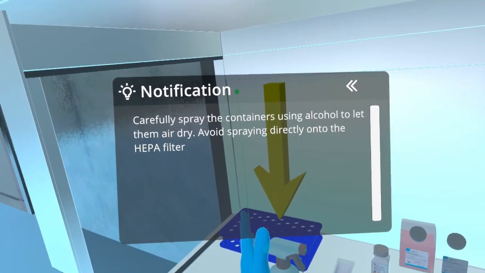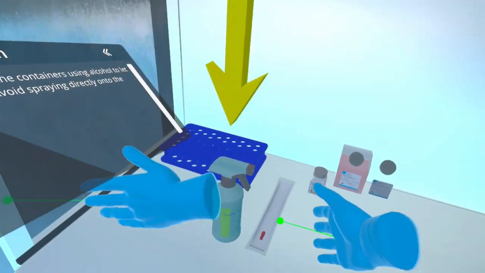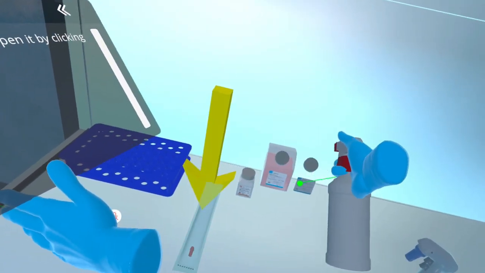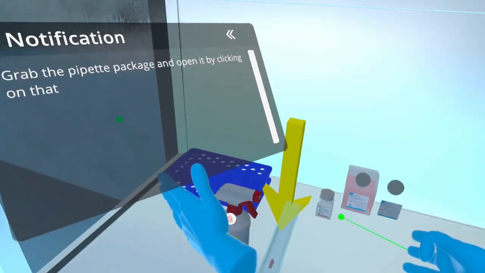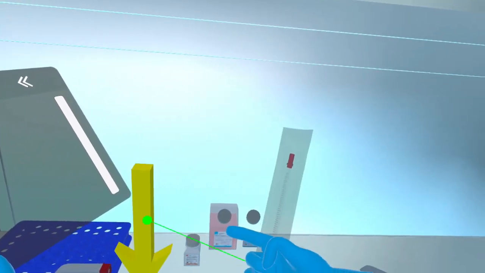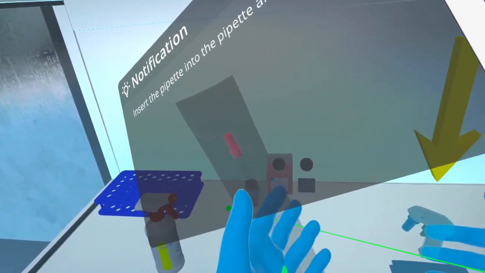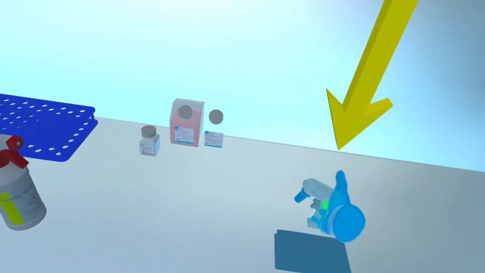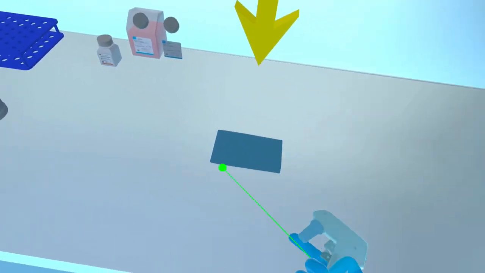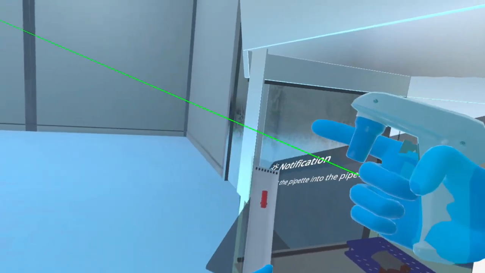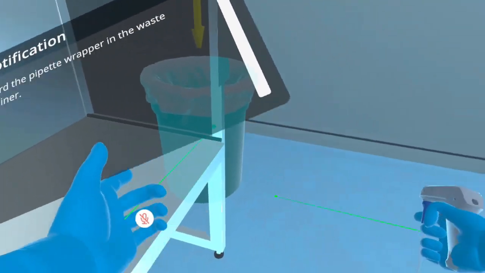Carefully spray the containers using alcohol to let them air dry. Avoid spraying directly onto the HEPA filter. Grab the pipette package and open it by clicking on that. Insert the pipette into the pipette aid. Discard the pipette wrapper in the waste container.